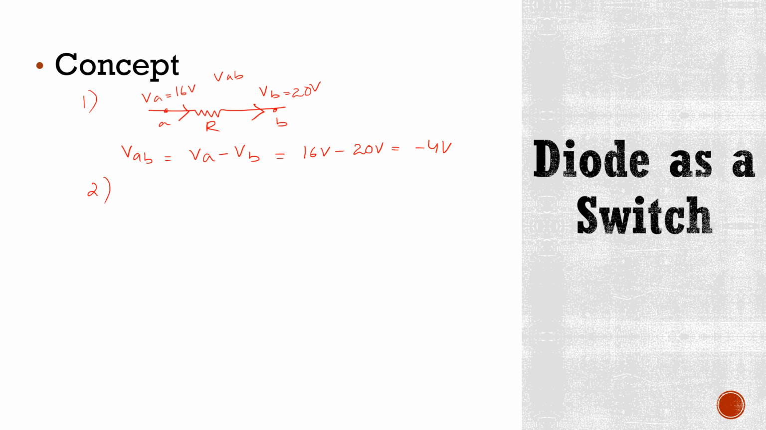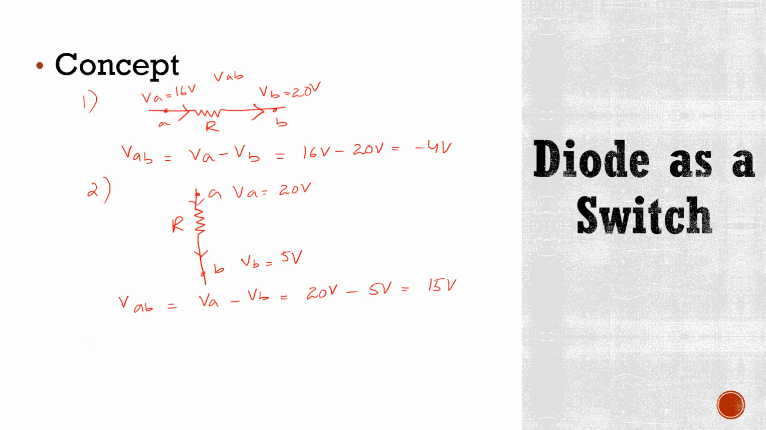Okay, if you have another condition like this, this is point A, this is point B, and this is the direction of flow, and this is R. Here VA is 20 volts and VB is 5 volts. Now in this case, VAB will be VA minus VB is equal to 20 volts minus 5 volts is equal to 15 volts.